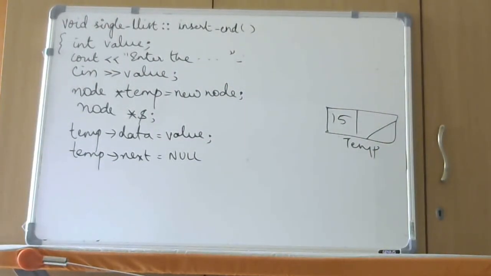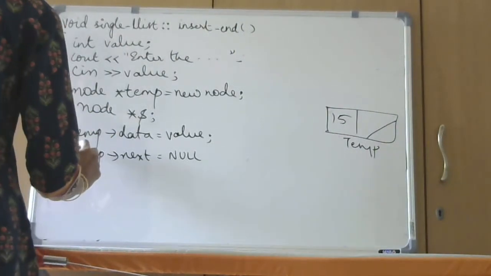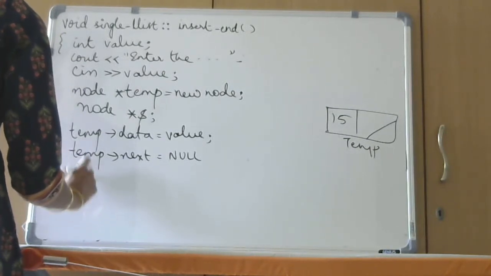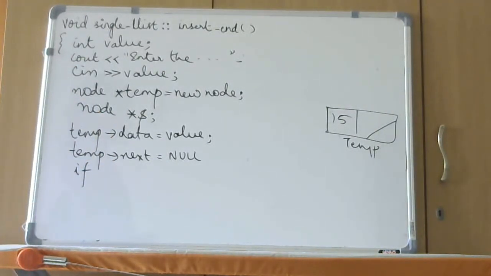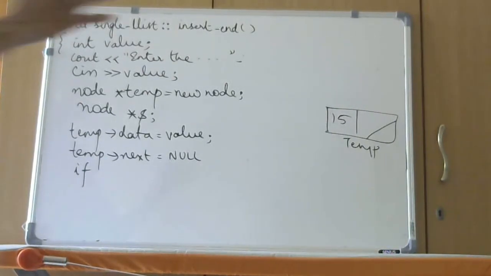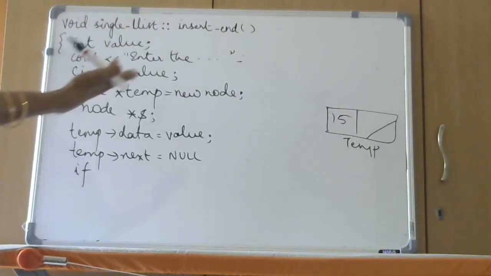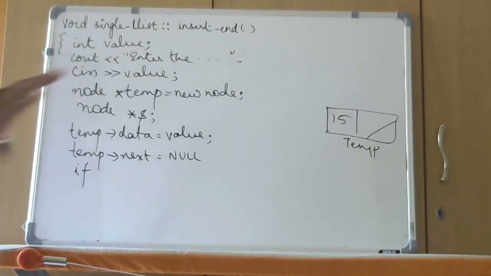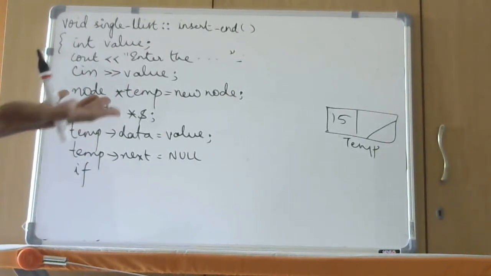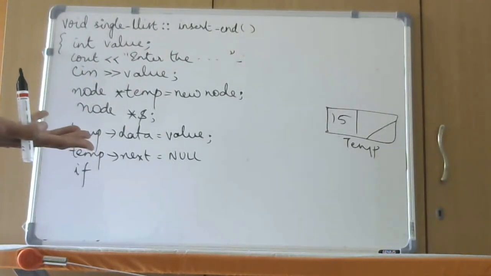Now where should I insert it? I should insert it at the end of my linked list. Again, if I have to insert anything in the linked list, I have to check whether my linked list is empty or not. If it is empty, same as we did for insertion at the beginning, I have to anyway insert this. Beginning or end doesn't matter, because that will be the first node and the last node also.